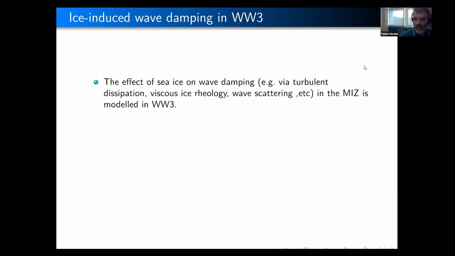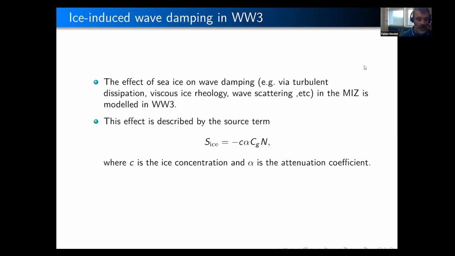And so for this source term for ice, the standard and simplest way it is parameterized is in this functional form here. And so you have basically these four terms. C here represents the ice concentration. So as you can see, it depends linearly on ice concentration. So the more ice you have, the more damping you have. That's essentially what it says here. And alpha here is this key parameter, which we call the attenuation coefficient. And that describes essentially the rate at which waves attenuate.